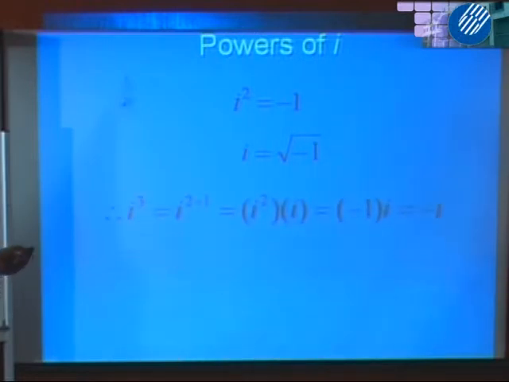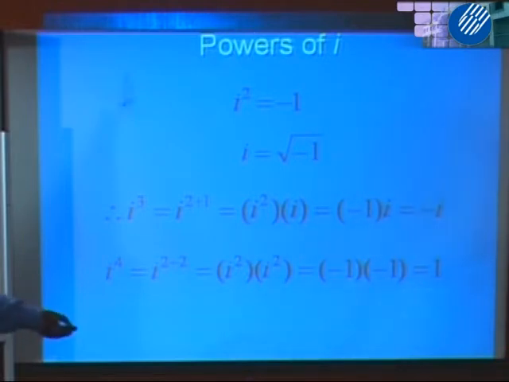Similar to that, we can say that i cube can be written as i power 2 plus 1, whereby we can split using the index concept into i square times i. And since we know that i square equals minus 1 from the earlier definition, we can summarize this and write it as minus i. Similarly, i power 4 is equivalent to i square times i square. So i square again is equal to minus 1, therefore minus 1 times minus 1 will be 1.